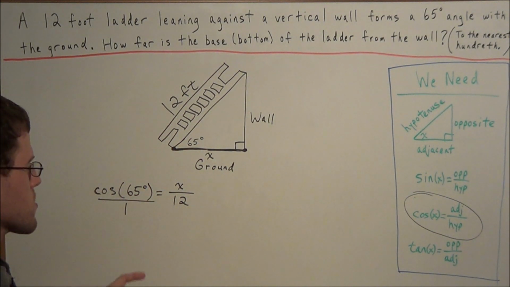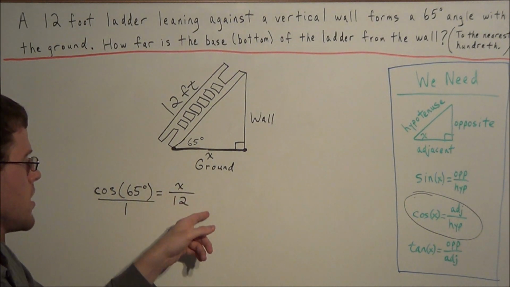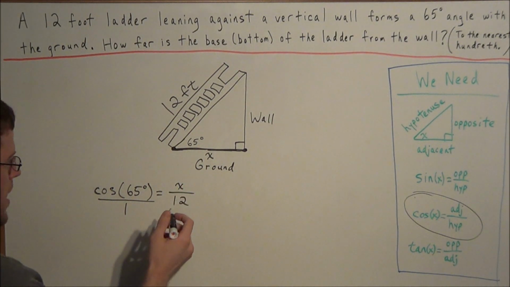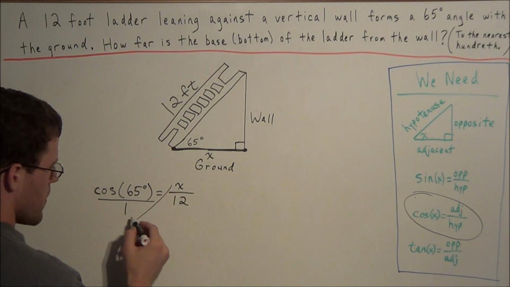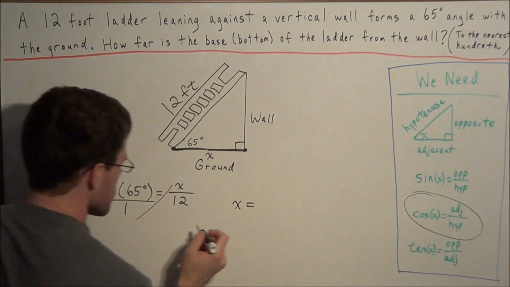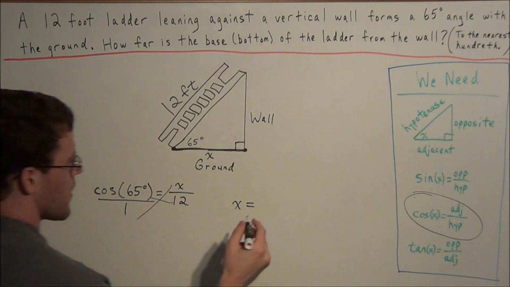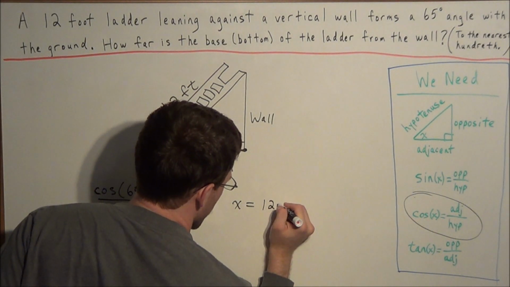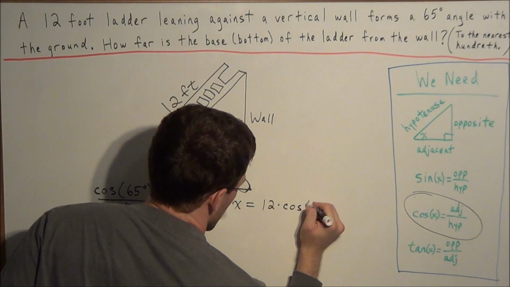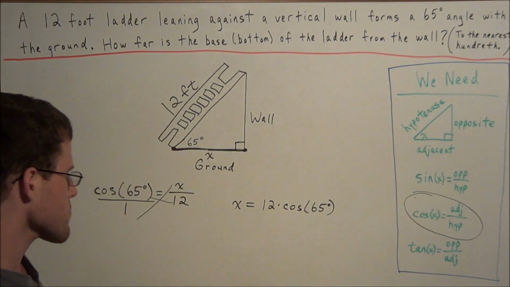And the reason why I want to look at it this way is because most students, when they're solving for x, and x is part of a fraction, they prefer to cross multiply. So now when we cross multiply, we have x times 1, which is x. So we have x equals, and now we're going to multiply 12 times cosine of 65. So x equals 12 times cosine of 65 degrees. We always have to emphasize that we're feeding it degrees.